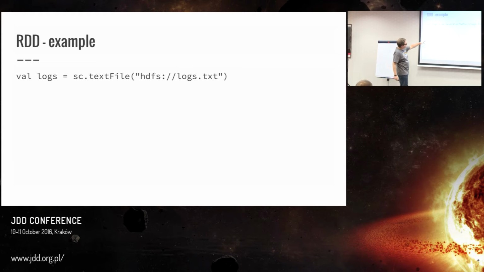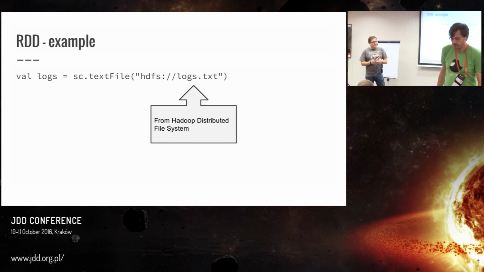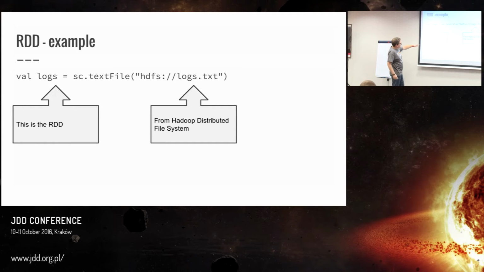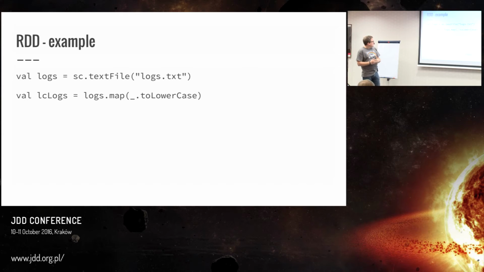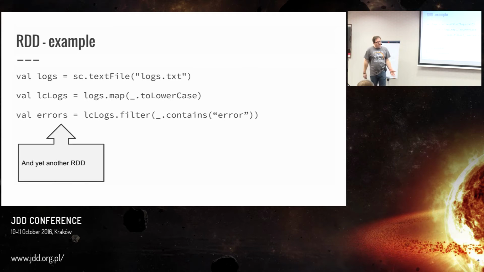So we have a Spark context, which gives us a set of methods that give us the ability to fetch data from our system, from our cluster. Here, for example, I'm reading some logs from the HDFS distributed file system. And then the thing that we get on the left-hand side is the RDD. It is the thing that we're going to work with when we use the Spark API to do whatever calculations we are doing in the distributed environment. So we can do map, and that gives us yet another RDD, filter, and yet another RDD.